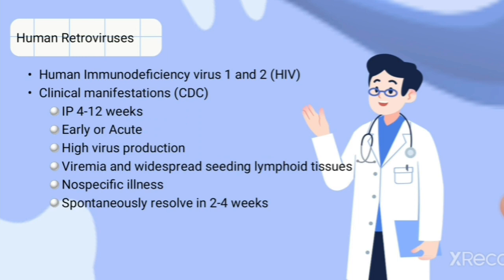So as for the clinical manifestations, 4 to 12 weeks is the incubation period for HIV. And then we have early or acute infection, and then we have high virus production, and then viremia and widespread seeding of lymphoid tissues. And we also have non-specific illness.